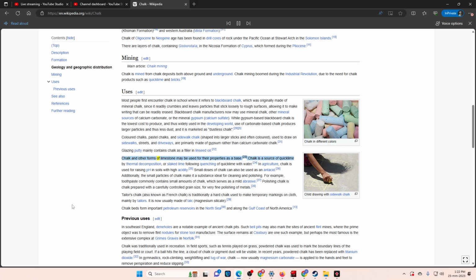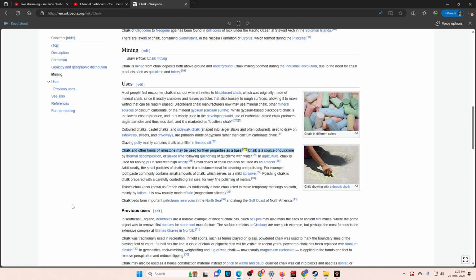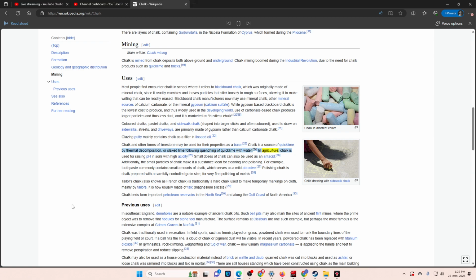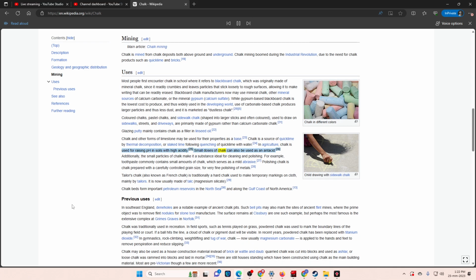Chalk and other forms of limestone may be used for their properties as a base. Chalk is a source of quicklime by thermal decomposition, or slaked lime following quenching of quicklime with water. In agriculture, chalk is used for raising pH in soils with high acidity. Small doses of chalk can also be used as an antacid.